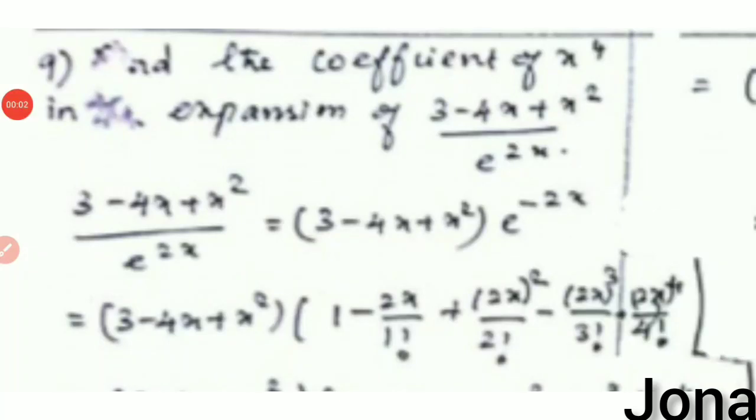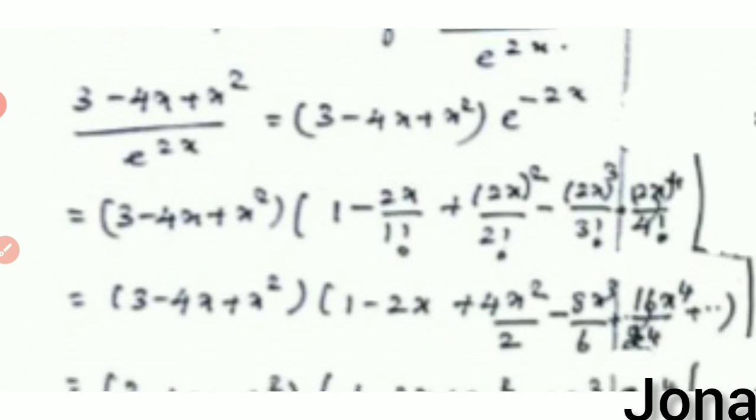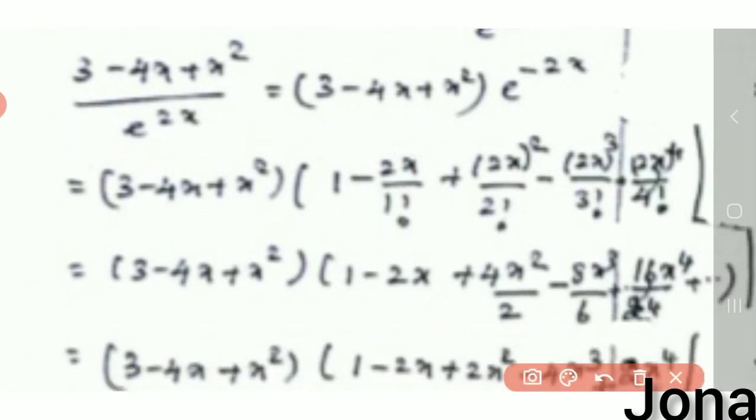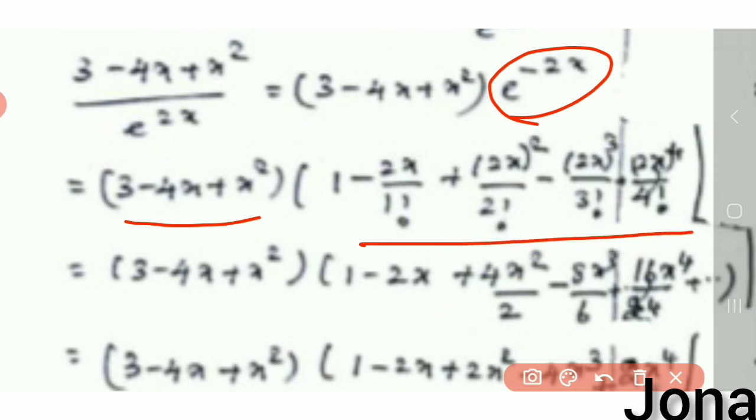(3 - 4x + x²) divided by e^(2x) can be written as (3 - 4x + x²) times e^(-2x). So we can have this as (3 - 4x + x²) times the expansion of e^(-2x), which is 1 - 2x/1! + (2x)²/2! - (2x)³/3! + (2x)⁴/4!.